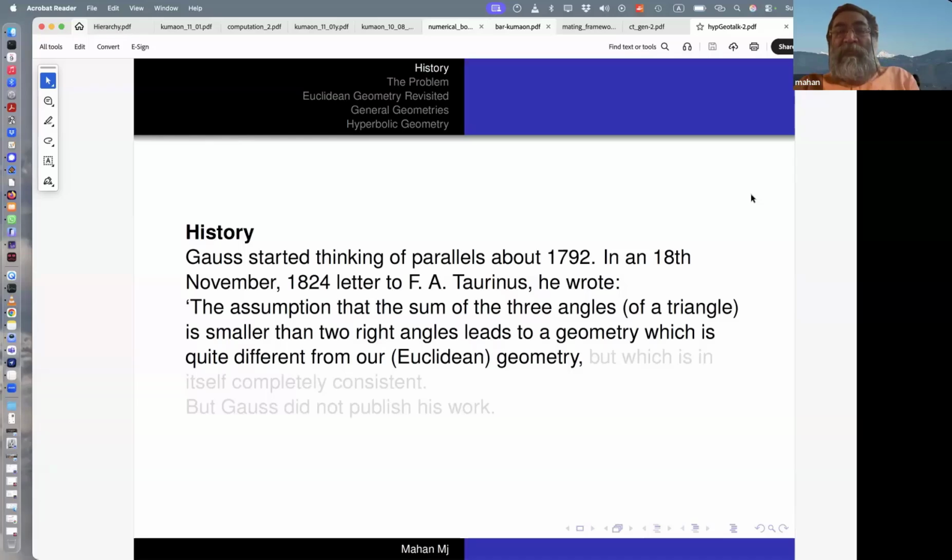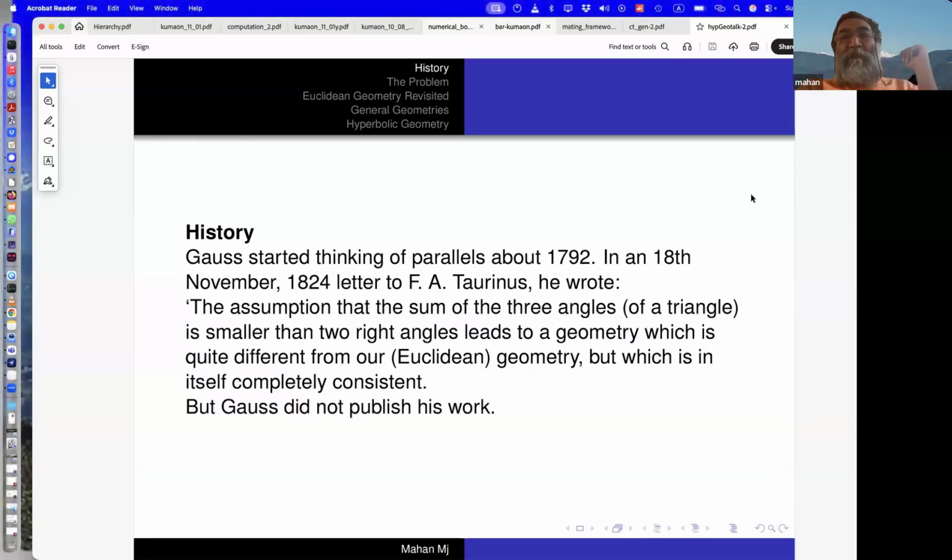What he says is that it does lead to a geometry, meaning it obeys the first four axioms I talked about, but the properties of parallel lines are different and it is a consistent system of geometry. So it leads to a geometry which is quite different from our Euclidean geometry, but which is in itself completely consistent. And for various reasons, Gauss did not publish his work. But really, the discovery of hyperbolic geometry is due to Gauss.